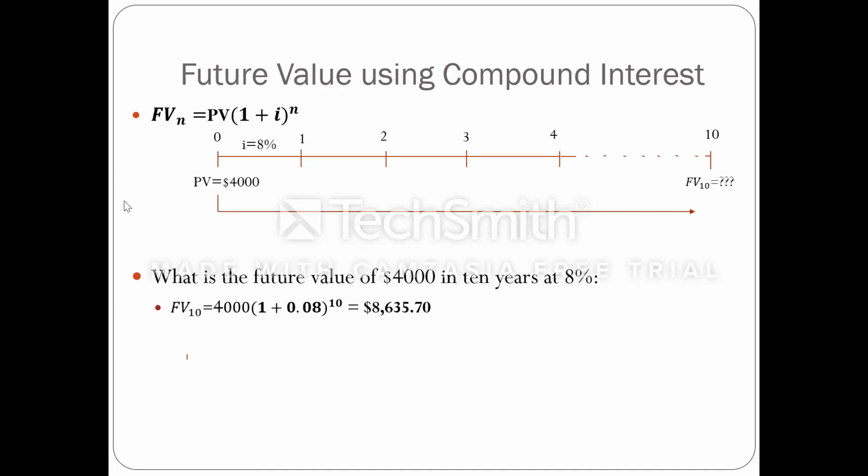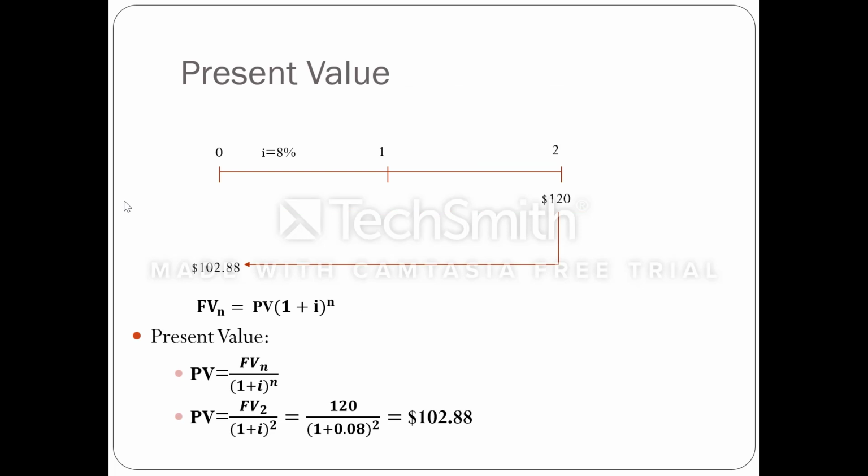Now if someone gives you another scenario and says that you will get $120 in 2 years, and you will earn the same 8% interest rate, but you need to put some value in your bank account today. So you want to know what that value in your bank account today should be, so that over the 2 years it will grow to 120. So you will end up getting 120 at the end of the second period.